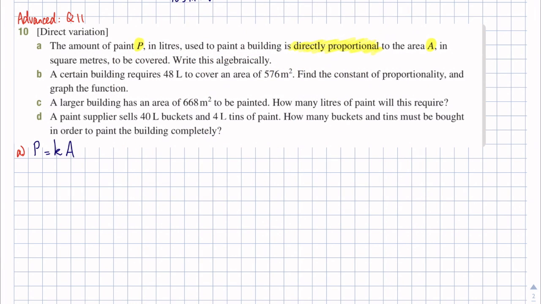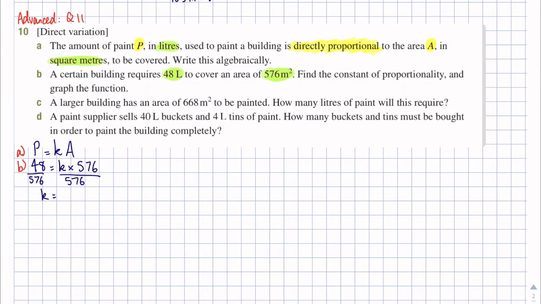Okay, let's do question B. Now, it says 48 litres. Again, I don't care. Area of 576. So now I've just got to make sure I sub them into the right spots. P was in litres, so I should have highlighted that. A was in square metres. So my litres value goes in for P, so 48 equals K times the area value, 576. Okay, how do we get K? We divide by 576. So K is going to be 48 over 576.